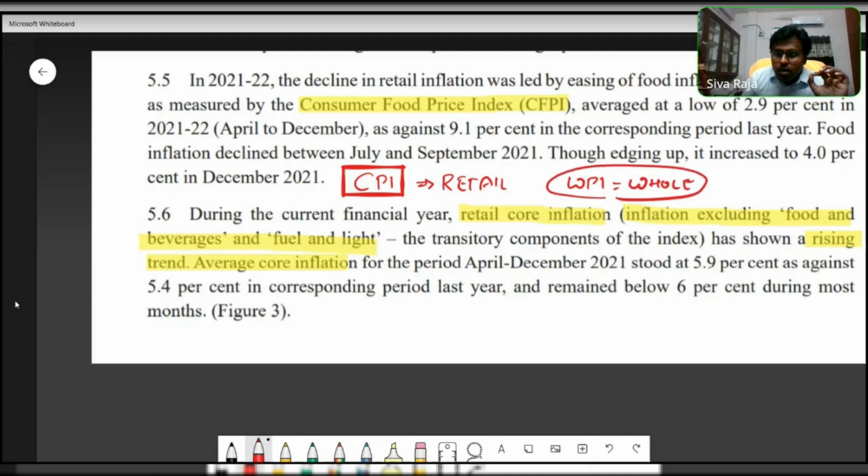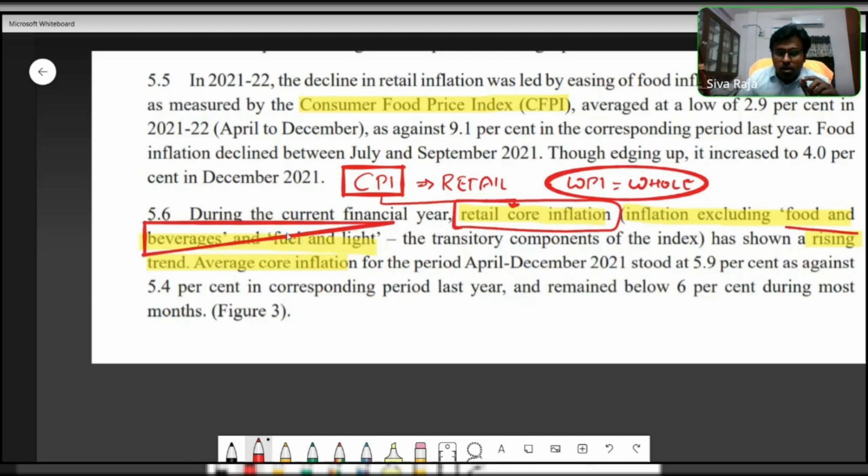It is CPI, we measure the retail thing, that is what we get. Wholesale index, we measure the output of the whole thing. So this is what is called the retail inflation. And in that retail inflation, there is something called retail core inflation. Core inflation: the whole inflation index, minus the food component and the fuel and light.